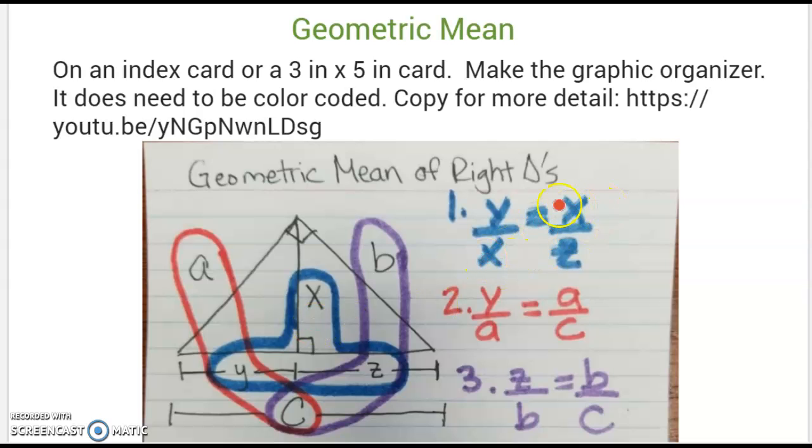So in this case, the X would be the geometric mean. In the red one, the A is the geometric mean. And in the third one, the B is the geometric mean. So go ahead and pause here, and on a 3 by 5 index card or a 3-inch by 5-inch card, write this graphic organizer down.